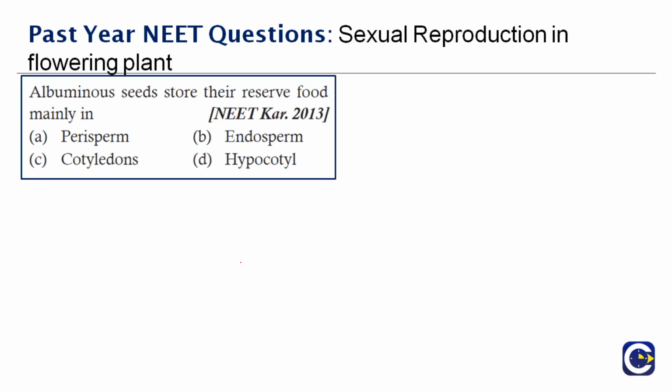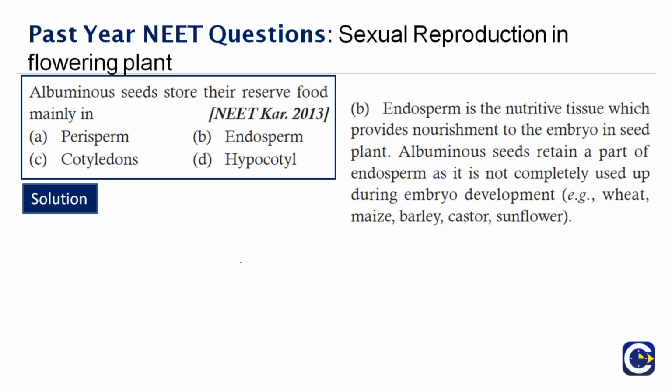Next question here. Albuminous seeds store their reserve food mainly in dash. I think this is something that we already discussed. We saw non-albuminous seeds store their food in a special structure called kernel. And here albuminous seeds store their reserve food mainly in endosperm, which is option B. It's the nourishment that it gives the seed while germinating. So it's a nutritive tissue which provides nourishment to the embryo in the seed plant. They retain part of the endosperm, while in non-albuminous seeds the whole endosperm will be consumed before germination. Therefore, the right answer is option B.